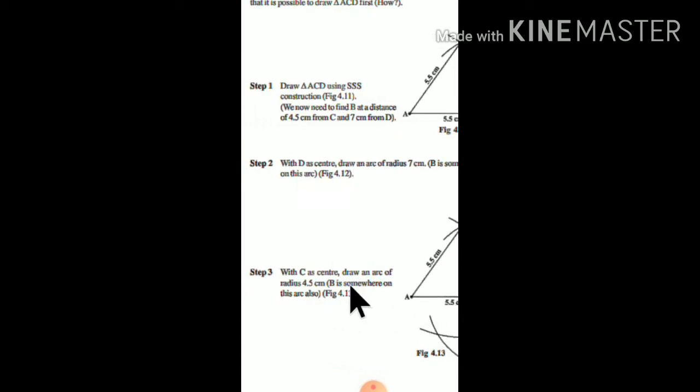So with C as center draw an arc of 4.5 cm. B is somewhere on this arc. Now join the points AB and CB. B lies on both the arcs, so B is the point of intersection of the two arcs. So mark B and then we will complete the quadrilateral ABCD. We will join AB and BC and also DC and AD. So we will get the quadrilateral ABCD. ABCD is the required quadrilateral.